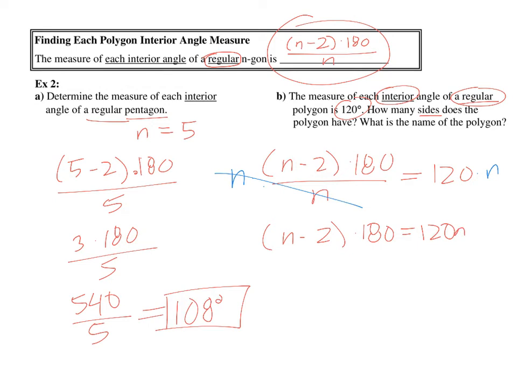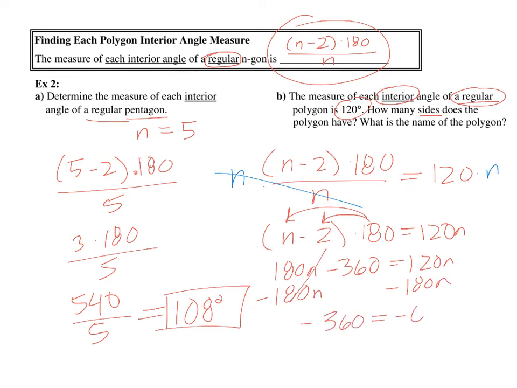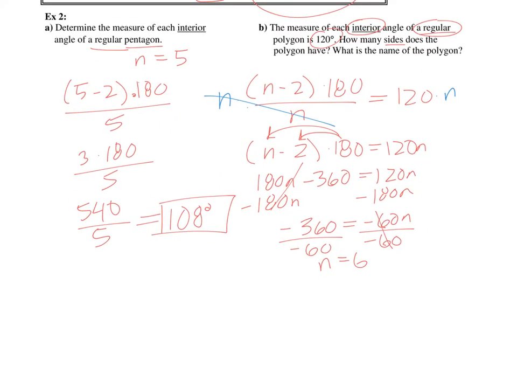Okay, I'm going to distribute this here. So I have 180n minus 360 equals 120n. Then I subtract 180n. So I have negative 360 is equal to negative 60n. Divide by negative 60, and n is equal to 6. Six sides means I have a hexagon. Done.